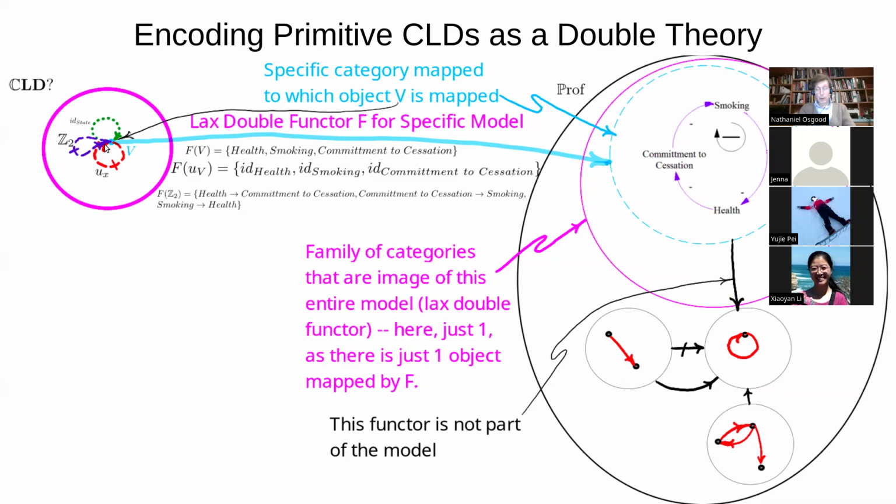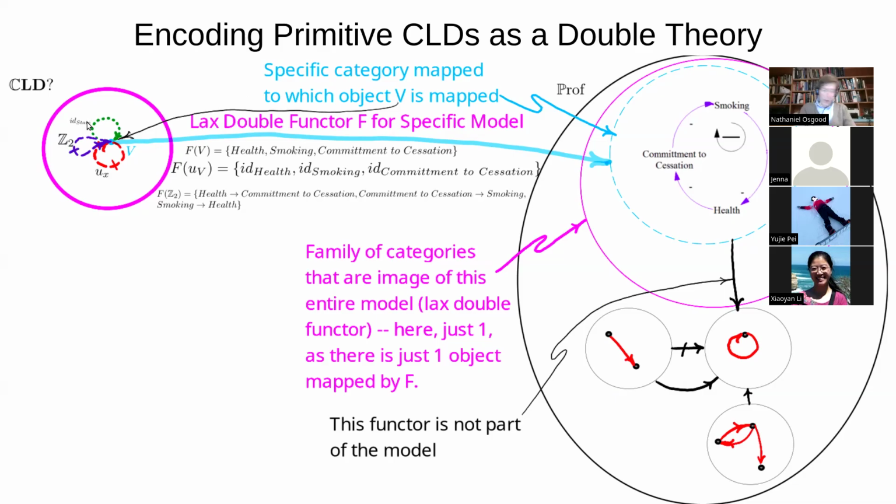And we're going to encode the presence of plus links with an identity pro arrow from V to itself, from the single object to itself, U sub X. And we're going to encode negative links with another pro arrow, not the identity one, from V to itself, which we're going to call, following Kevin Carlson, whom I'm aping in this, Z sub 2.